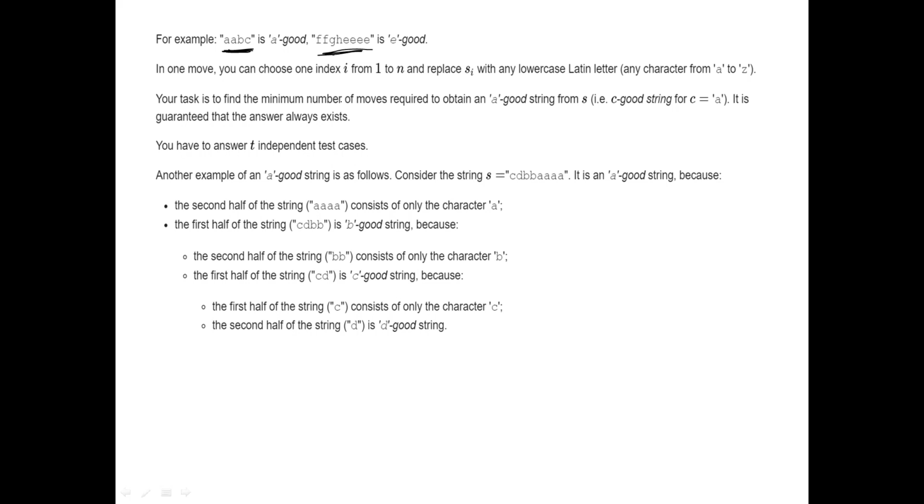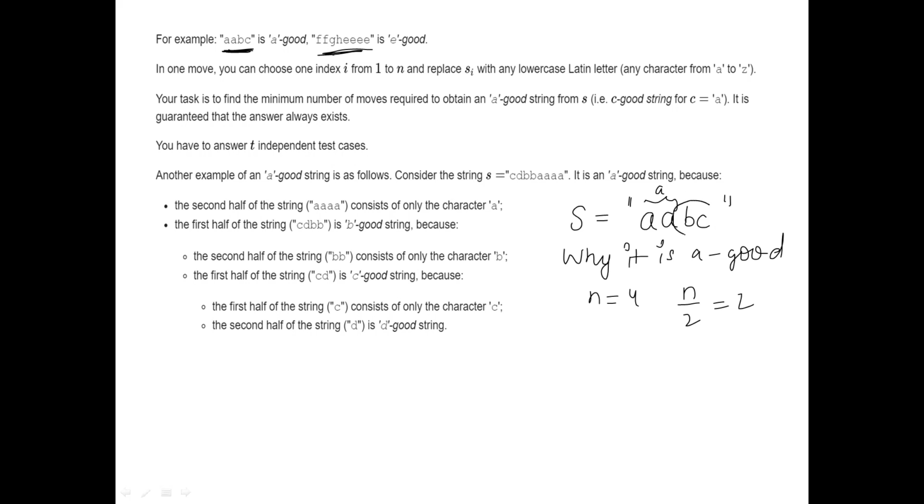I'll explain how. Suppose this string s is AABC. Why is it a-good? It is a-good because n is 4, so n by 2 will be 2. The first half consists of only the letter a and the remaining half should be a b-good string. The remaining half is BC. This should be an a+1 good string, because in the question it was given that the remaining half should be a c+1 good string, and a+1 will be equal to b. So this string should be a b-good string.